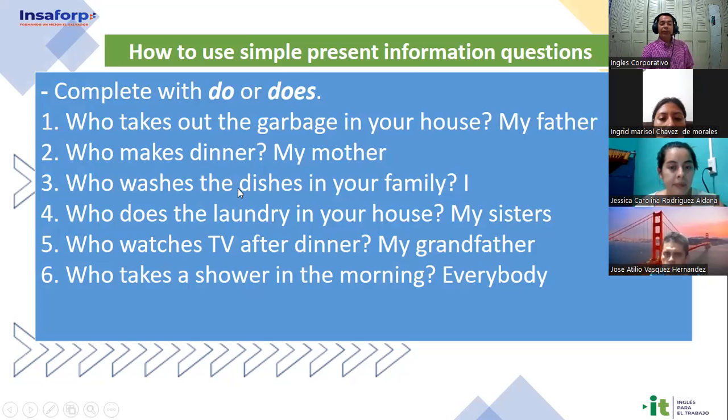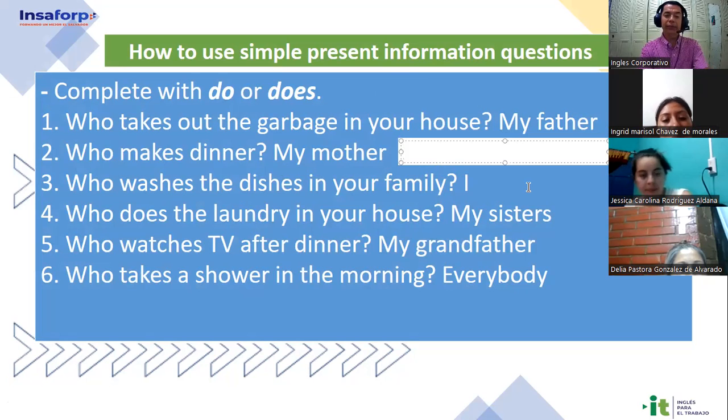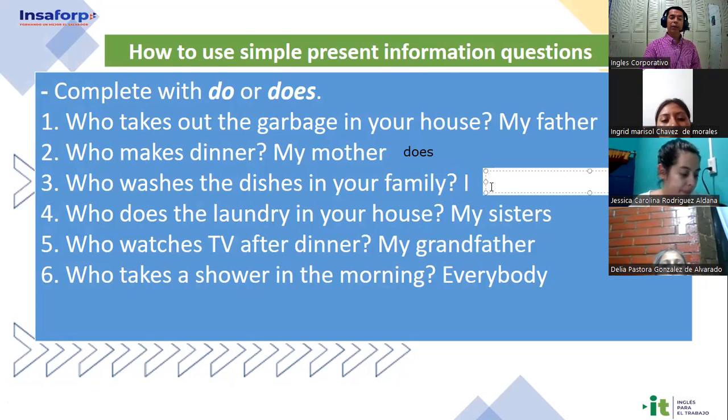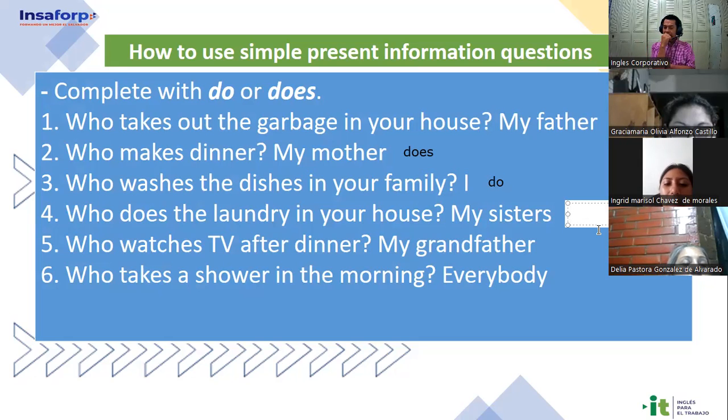Good. Now, who takes out the garbage in your house? Volunteers, please. My father do or my father does? My father does. Correct. Who makes dinner? My mother do or my mother does? My mother does. Thank you. Come on. Who washes the dishes in your family? I do. Who does the laundry in your house? My sister does. Does or do? Sisters is plural, like you say they. My sisters do, right?